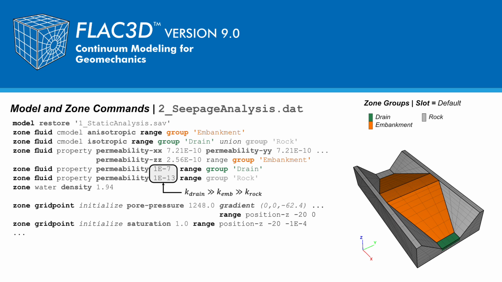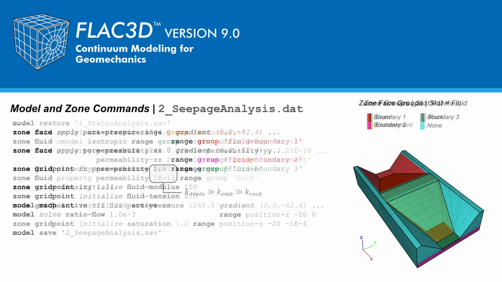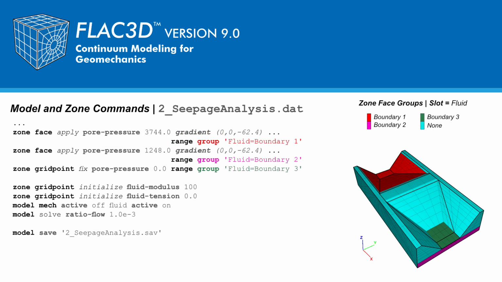Since in this material the pore water pressures are non-zero, the saturation should be initialized to 1. This is achieved with the command zone gridpoint initialize saturation 1.0 range position-z -20 -1e-4. Note that z equals -1e-4 and not 0 here, so that the top of the node at z equals 0 was not assigned a saturation of 1, but 0.